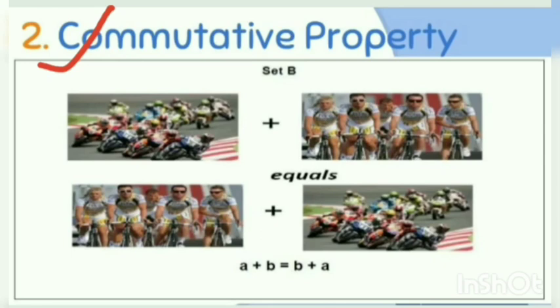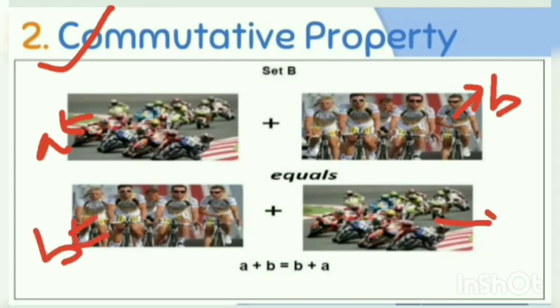Here you are seeing the figure. Suppose we had taken this figure as A and this figure as B, then see the second figure. In the second figure, what had we done? We had changed the order. Now it is B and this one is A, isn't it? So here is the relation. In commutative property, we have A plus B is equal to B plus A.